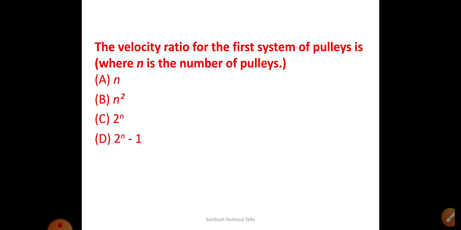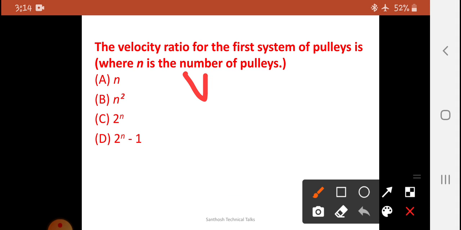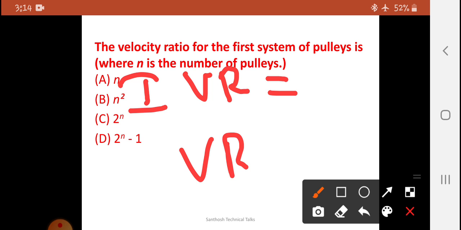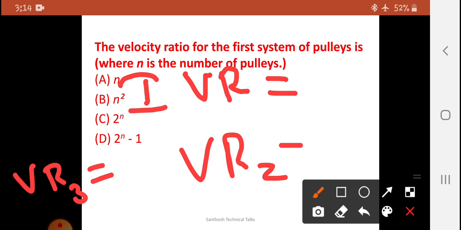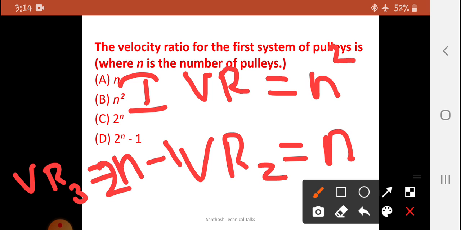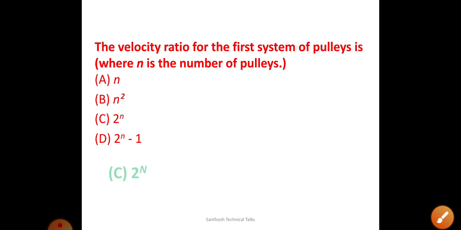Next question is a very fantastic question. The velocity ratio of the first system of pulley. If it is the first one, and if it is the second one, if it is the third one, we can easily give: the first system is n square, second system is n, third system is 2n minus 1. So that is the answer. So here for the first system of pulley, therefore 2 power n, we can give, so 2 square. Okay.